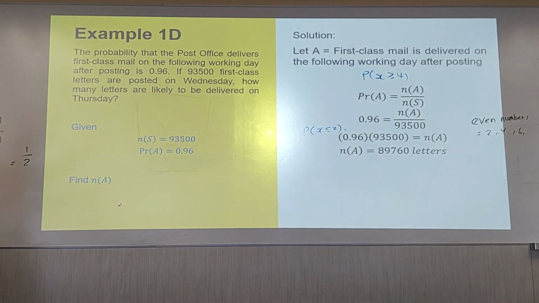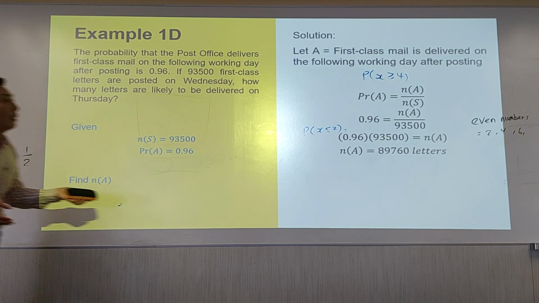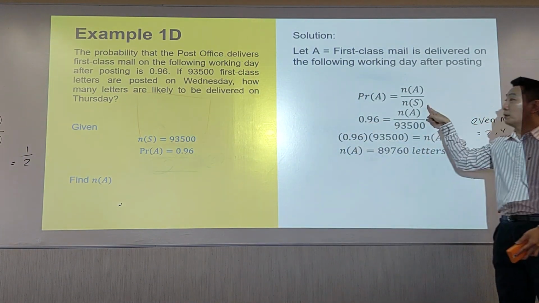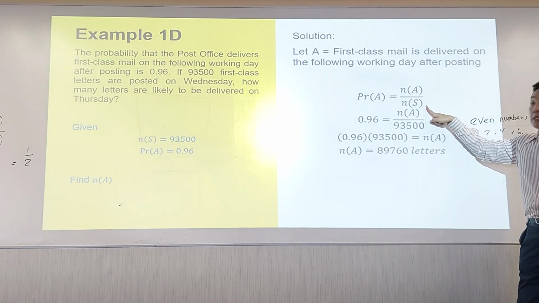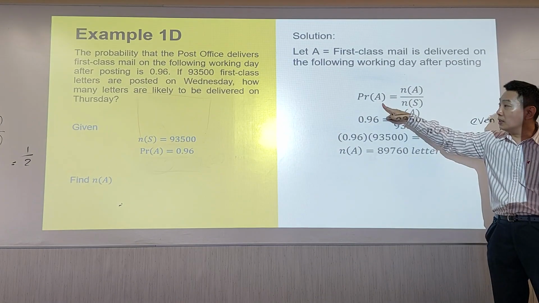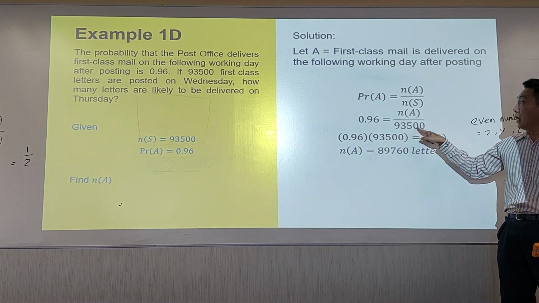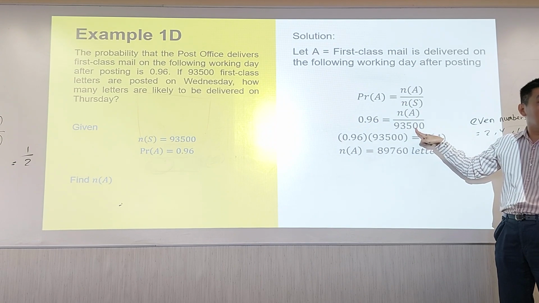So how to solve the problem? We still can apply the formula that we learned, but we need to transpose the formula. So what's the first step? You can write down the formula first. The second step is to substitute the number into each unknown variable. So PA is already given, so we put it here. And NS also, the total number of letters, is already given.